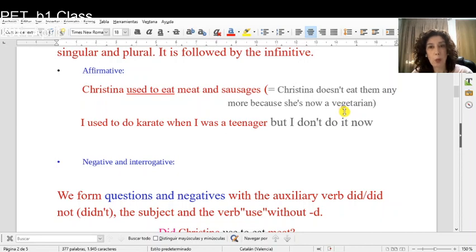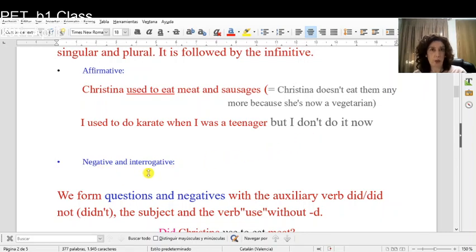Puedo utilizarlo porque ahora es vegetariana. Entonces, este hábito es solo del pasado, not anymore. Or another example. I used to do karate when I was a teenager, but I don't do it now. Como ahora no lo hago, puedo utilizar I used to do karate. Solía hacerlo, but not anymore. Do you understand? Then we need a change, because if not, we can't use it.